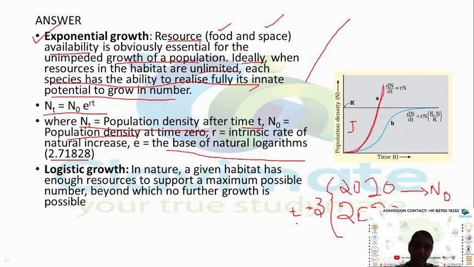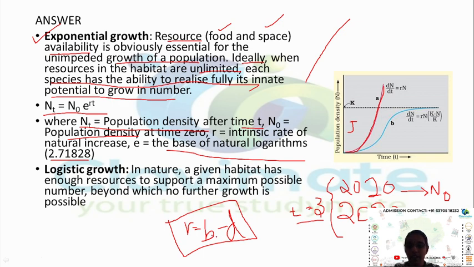So we have t equal to 3. So what is r? r is equal to the birth rate of the population minus the death rate of the population. You will get r. So you have to calculate birth rate minus death rate, you will get the r, and you have to substitute here, and then you will get the population size at time t. So this is for exponential growth.